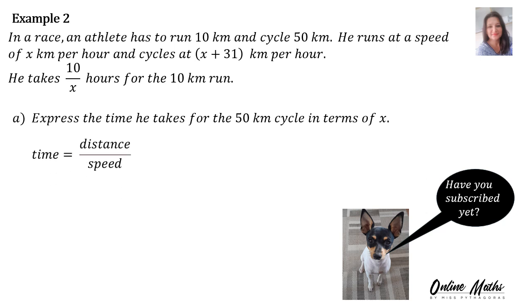So we start with time is distance divided by speed. And the distance was 50 divided by x plus 31.